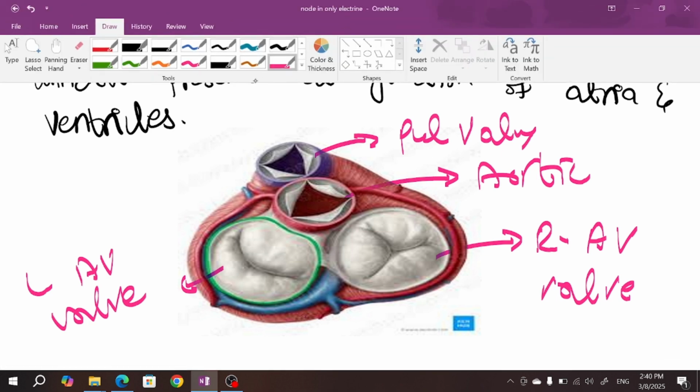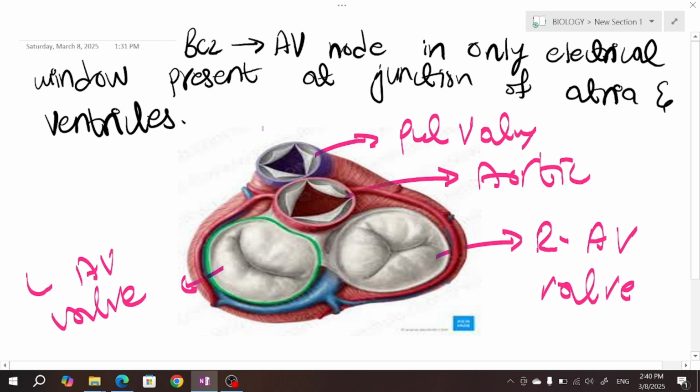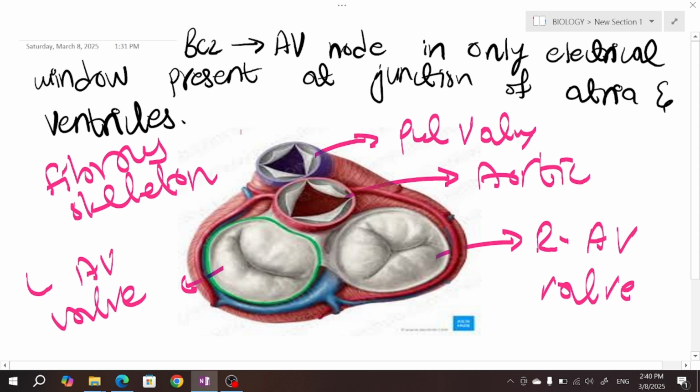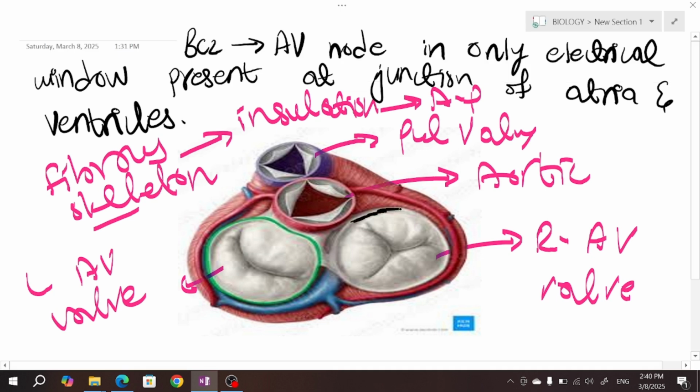Now we know that there is a skeleton in the heart, the fibrous skeleton of the heart. One property of the fibrous skeleton of the heart is that it provides insulation. So electricity or action potentials cannot travel through this fibrous skeleton of the heart. Where is it present? This one is the fibrous skeleton of your heart.